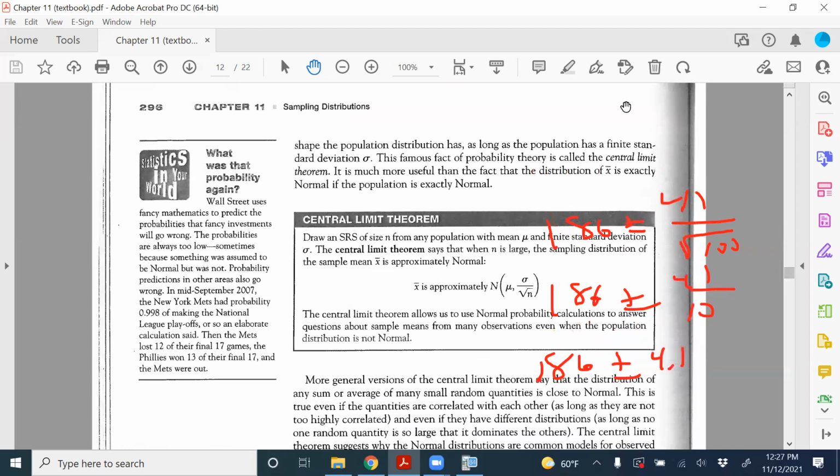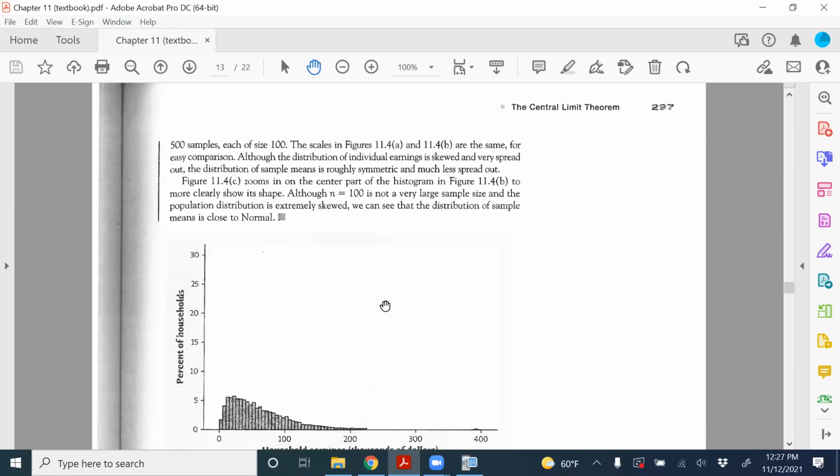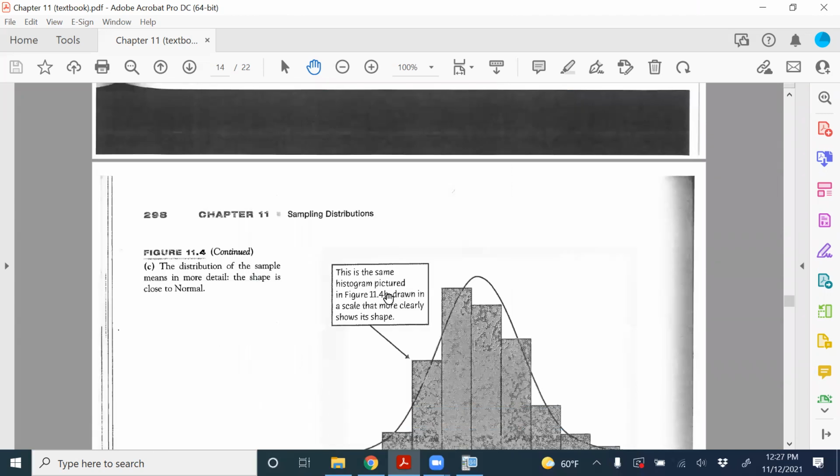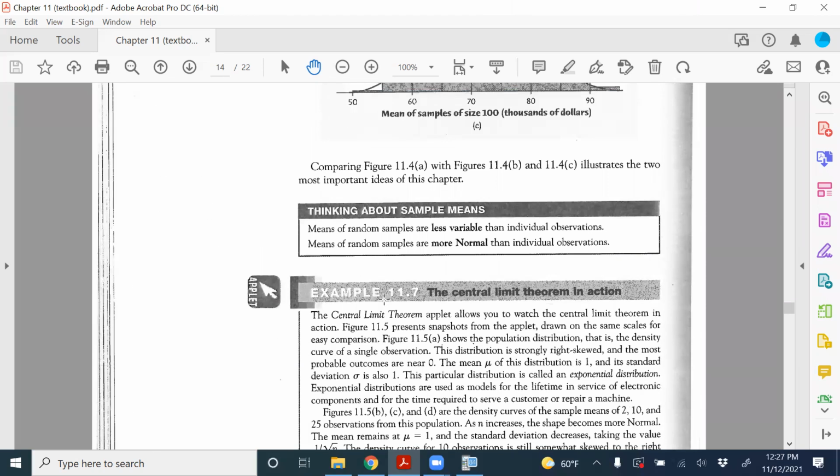Yeah, the central limit theorem tells us that if you draw a random sample of size n from a population with mean mu and a standard deviation, when n is large, the sampling distribution will follow a normal behavior, a bell-shaped curve, when you start taking large samples.